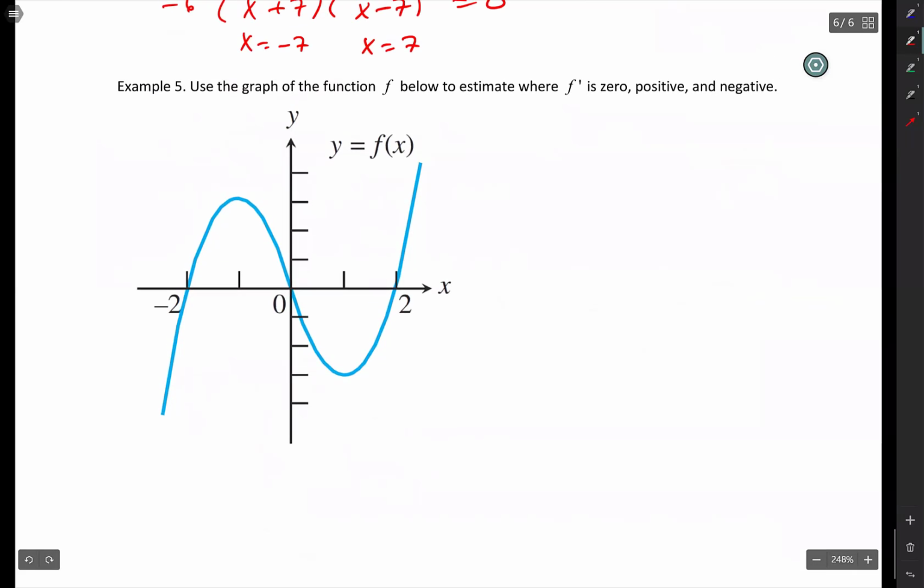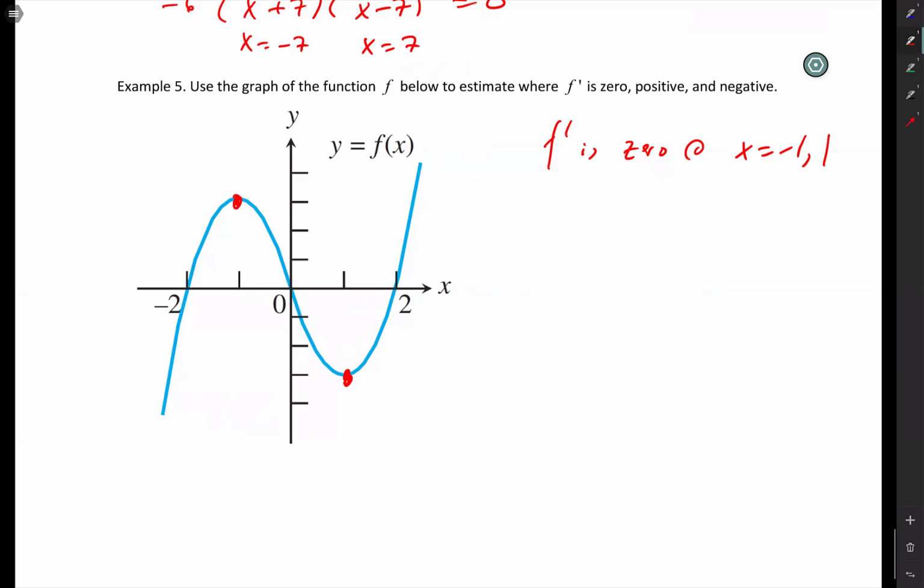All right, last one. Use the graph of the function f below to estimate where f prime is 0, positive, and negative. Ooh, I like these. These are fun. Where is f prime 0? That's the easiest one. And where else? And 1? I just heard you say -1.